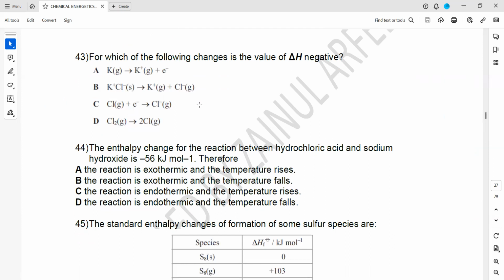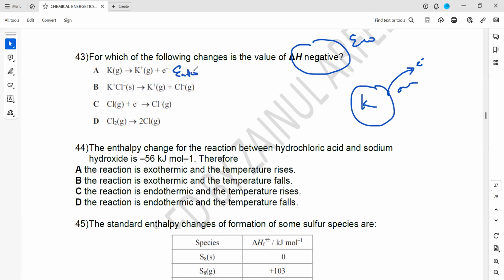Which of the following changes has a negative value of delta H? Meaning which is exothermic, because delta H negative refers to an exothermic reaction. So which is exothermic? If I want to remove an electron from potassium, energy is needed to remove the electron, so we have to provide some energy. Even though the natural tendency of potassium is to lose electrons, like metals, we still have to provide some energy to transfer the electron. So A is actually an endothermic change. Remember, ionization energies are always endothermic.